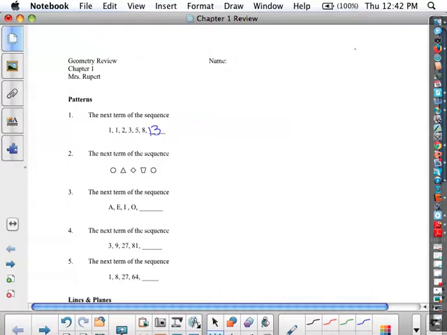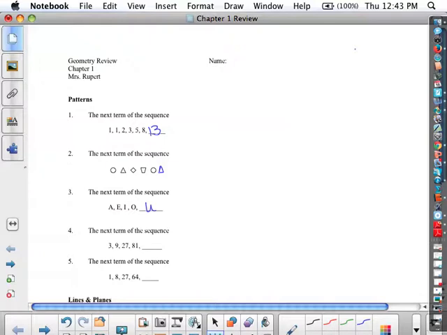The next sequence, you have a circle, a rectangle, a diamond, isosceles trapezoid, and then a circle. So the next element would be a triangle. Number 3, the next term of this sequence, A, E, I, O, would be U.